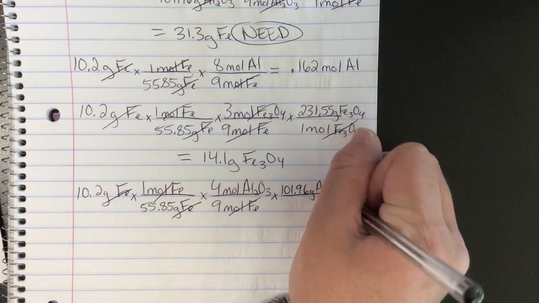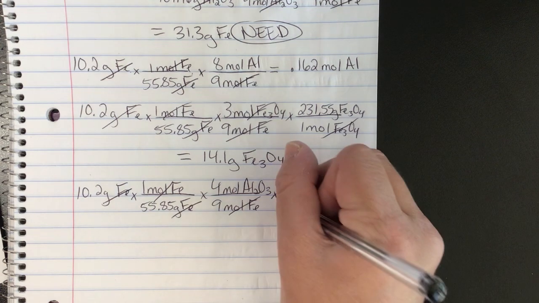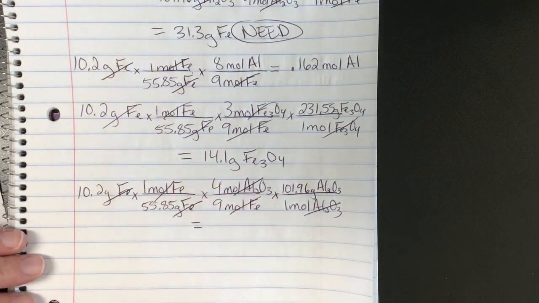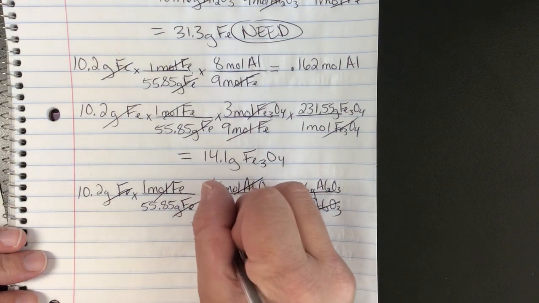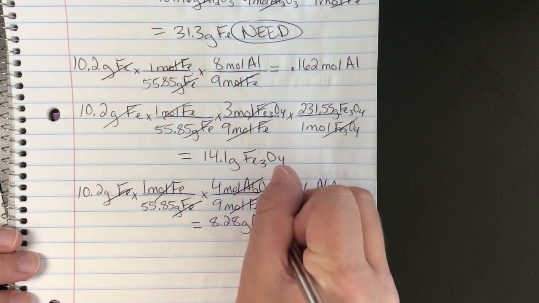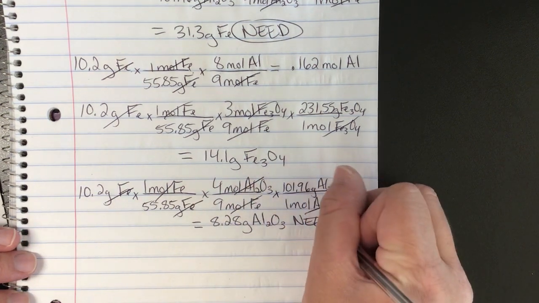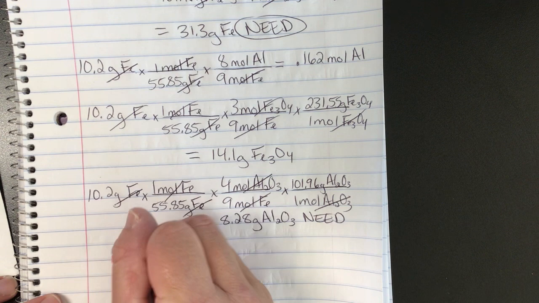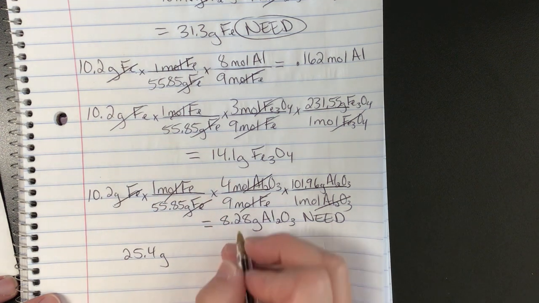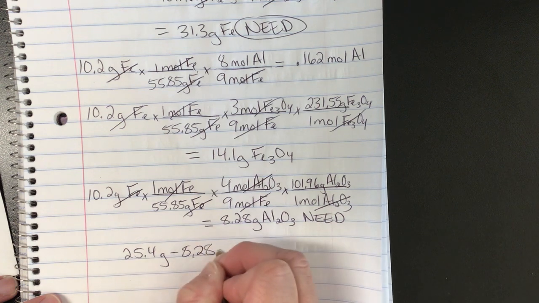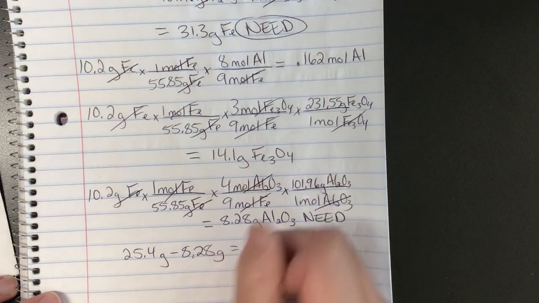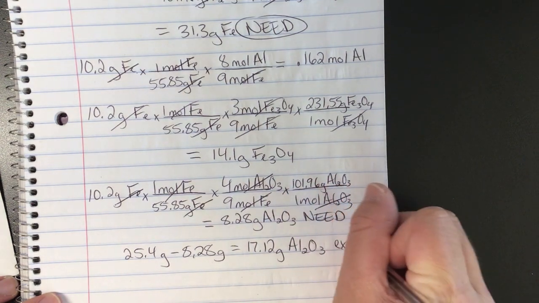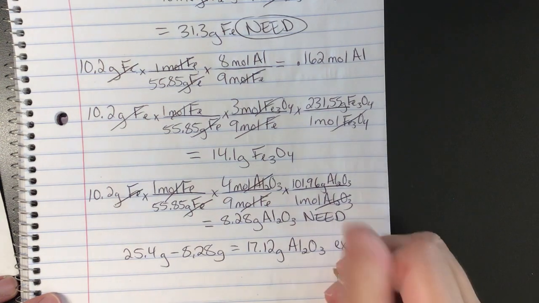101.96 is the molar mass. So we're going to get 8.28 grams of aluminum oxide needed to completely react with my 10.2 grams. It tells us that we have 25.4 grams total of aluminum oxide, and I'm using up 8.28 grams of aluminum oxide in the reaction. So what's left over is 17.12 grams of aluminum oxide. So this is our excess, the excess that was left unreacted.